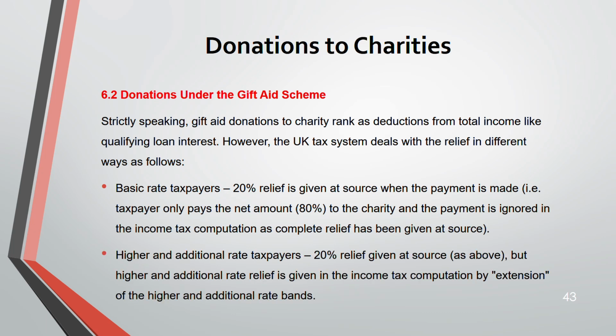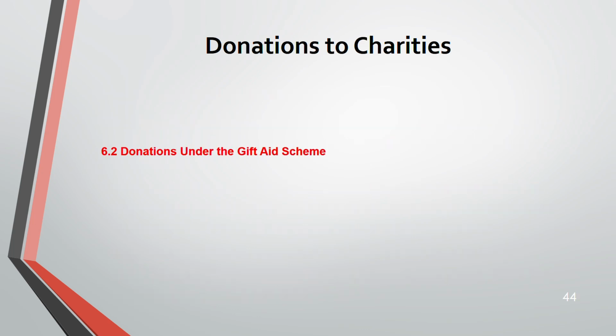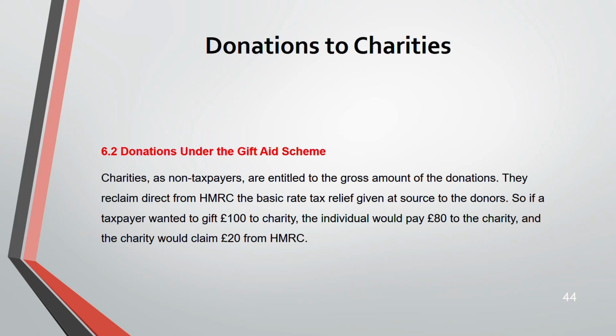And if you are a higher or an additional rate taxpayer, you extend the band. The higher rate and the additional rate bands are extended by the amount of the gross payment. Remember, the payment you are given is the net payment. You have to gross it up. So charities, as non-taxpayers, are entitled to the gross amount. So you can reclaim this amount from HMRC.